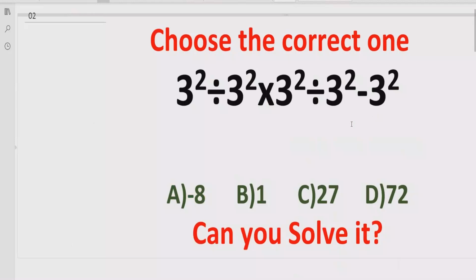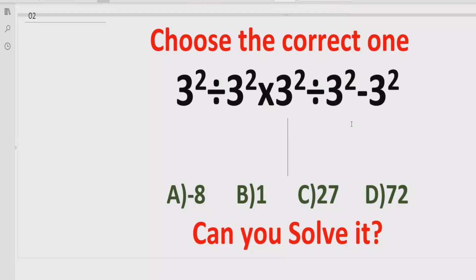Today we solve another quiz which is related to arithmetic expression. The quiz contains the basic operations: minus, multiplication and division. So we have to solve this quiz using the PEMDAS and BODMAS method and find out the correct answer.